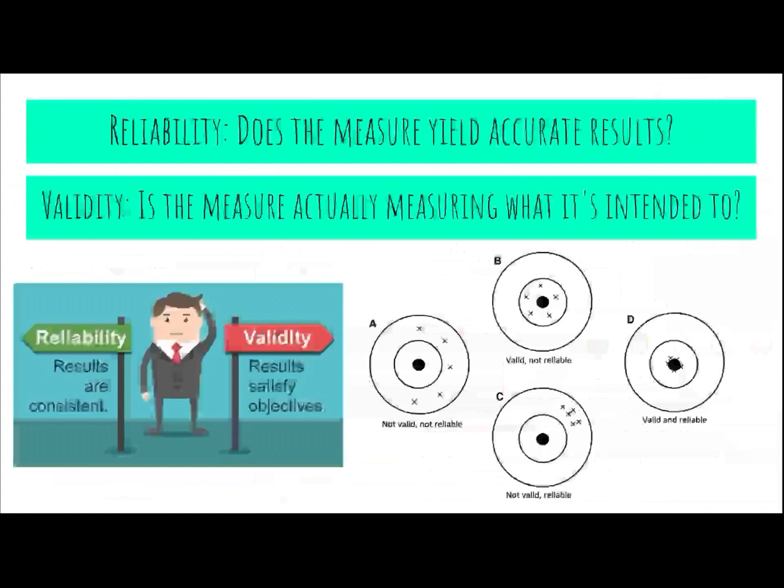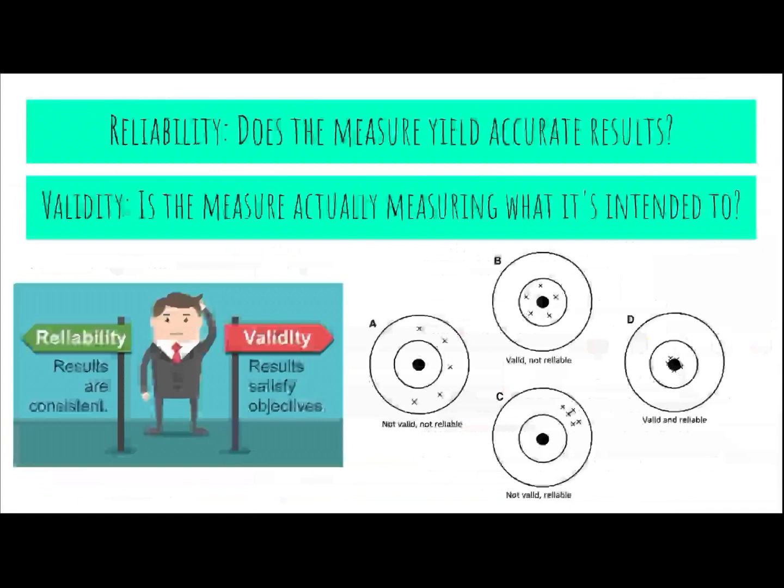In target C, we do have reliability, but not validity. This time they were consistent, but not valid. They didn't go in the middle like we wanted them to. Finally, in target D, we have valid and reliable results. This person shot their dart at the middle where it was supposed to go, and they hit the same spot every time, making it reliable.